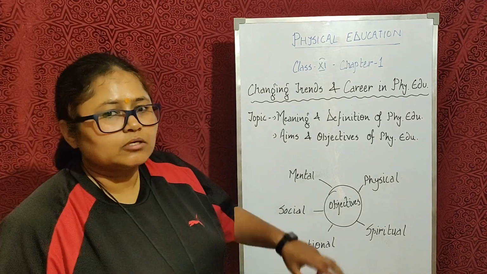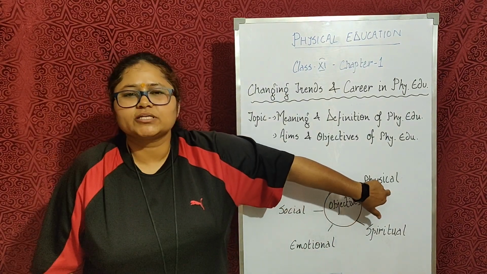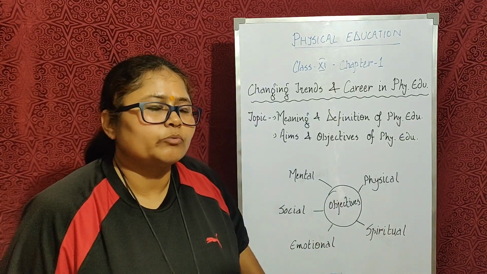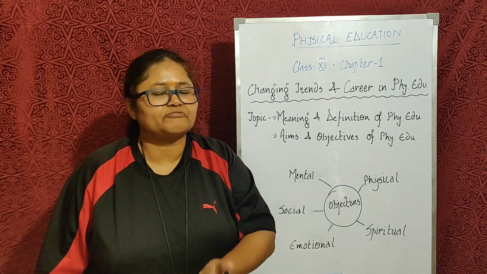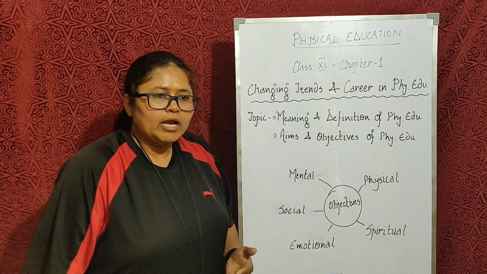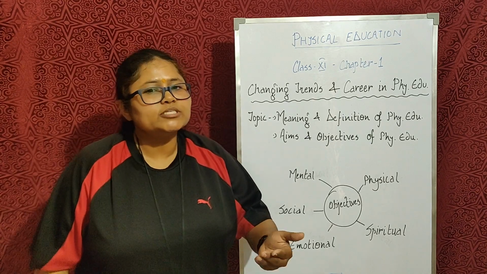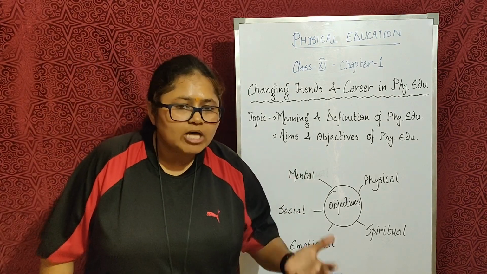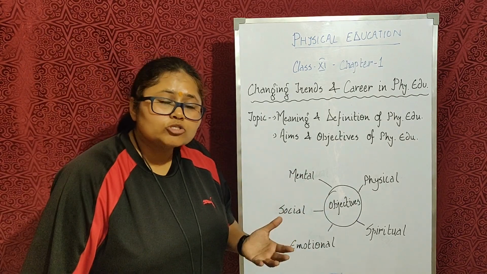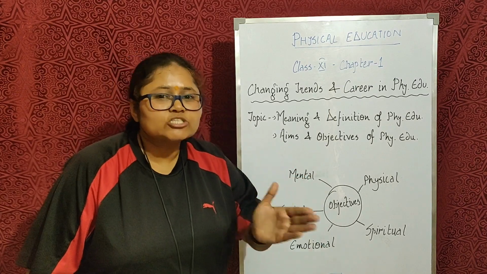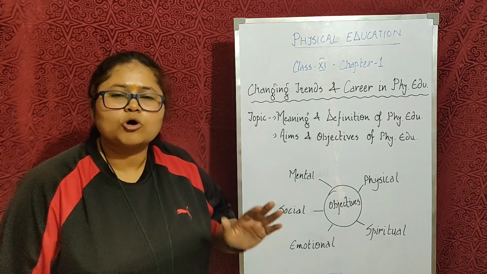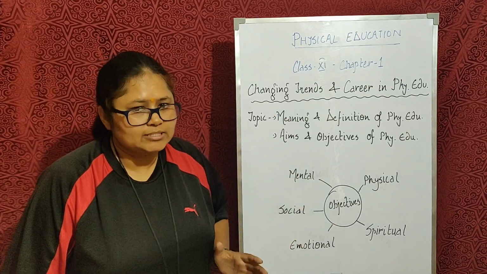So the first objective is physical development. When we talk about physical development, we talk about the individual's physical fitness first. An individual who is able to do his routine work without getting fatigued and also possesses extra energy to meet an emergency is said to have physical fitness.